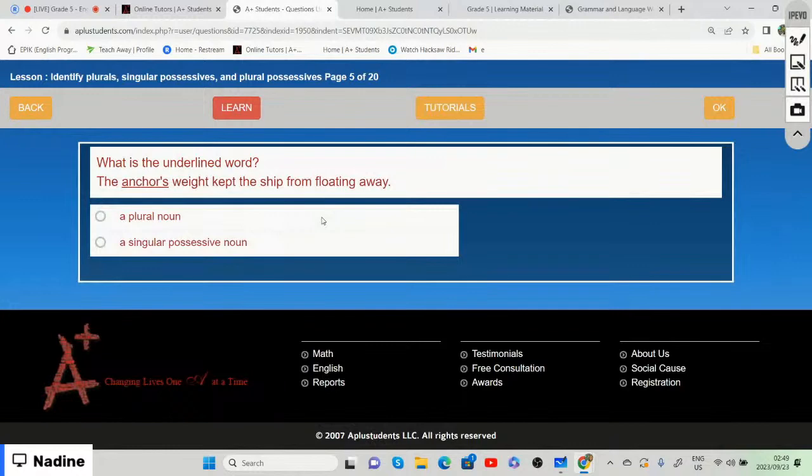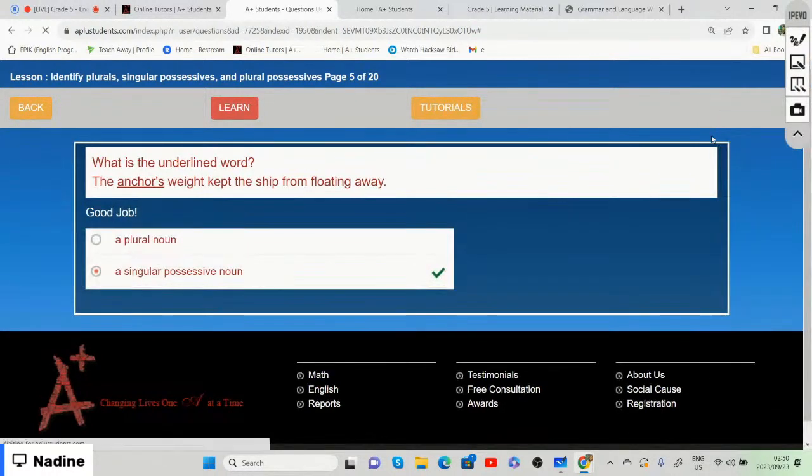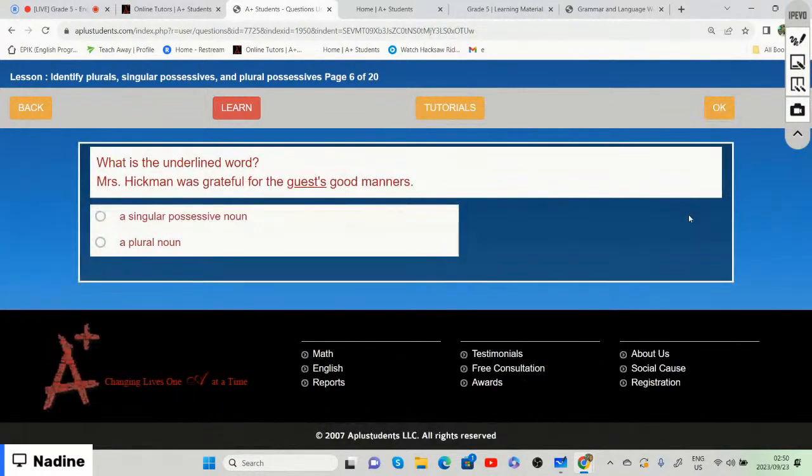And the anchor's weight keeps the ship from floating away. So anchor's, is it a plural noun or a singular possessive noun? Anchor's. Apostrophe S, which means that this is a singular possessive noun. Mrs. Hickman was grateful for the guest's good manners. The one guest had good manners, right? So it is a singular possessive noun.